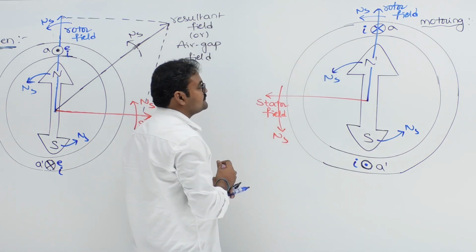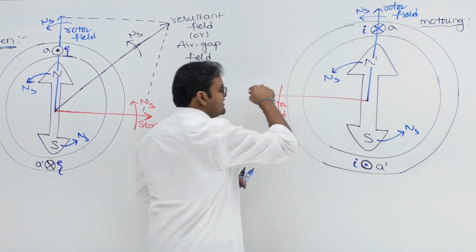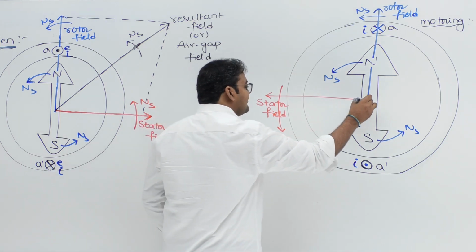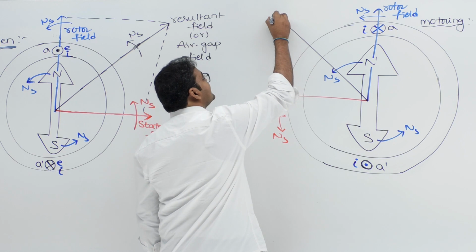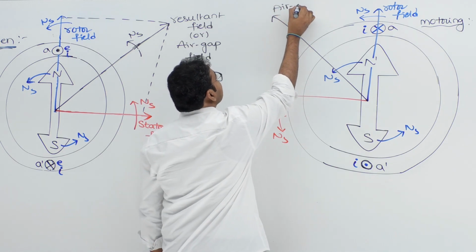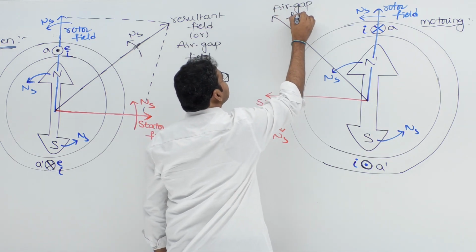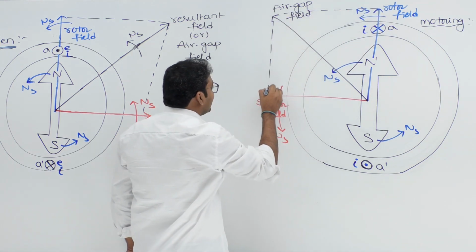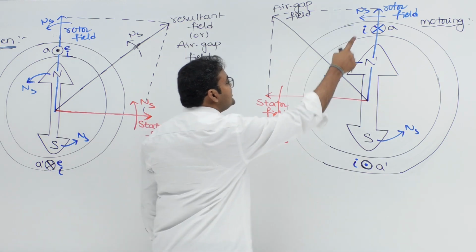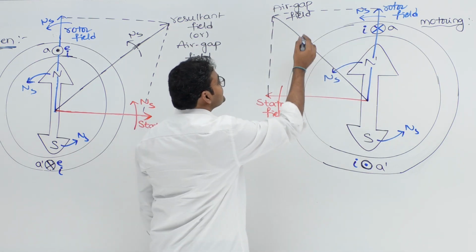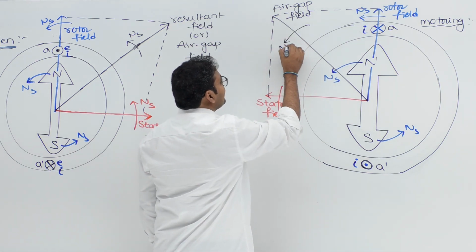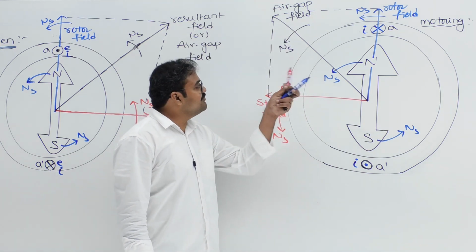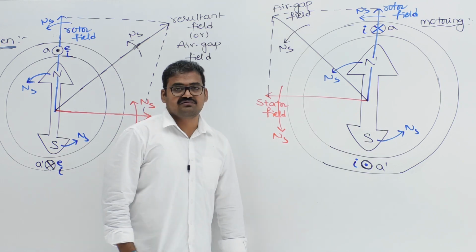The stator field is rotating. This is the rotor field, this is the stator field, then where will the resultant field or air gap field be? In between the two. So can I say it is the vectorial sum? This is nothing but the air gap field. It is the vectorial summation of rotor field and stator field. If these two fields rotate with synchronous speed, then the air gap field will also rotate with synchronous speed, because the air gap field is always in between the stator field and rotor field.